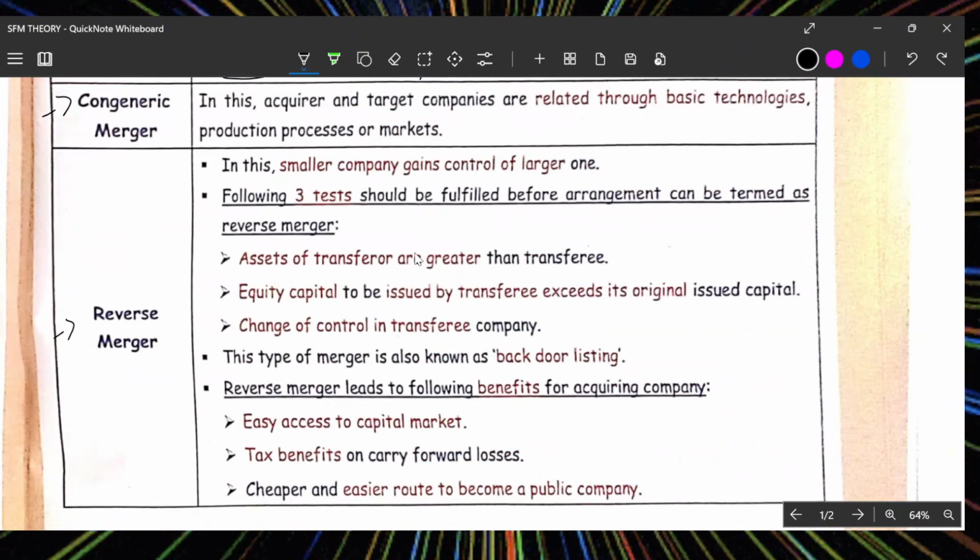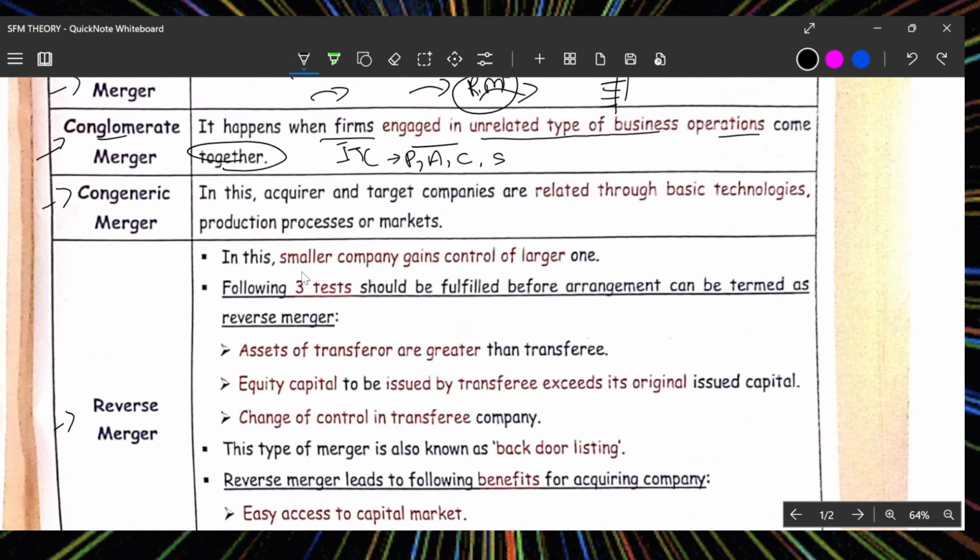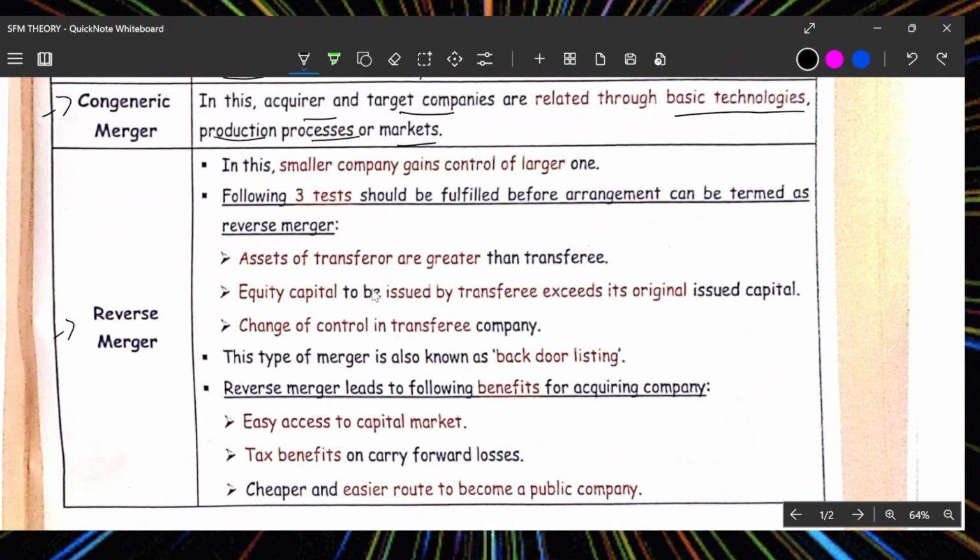This is a conglomerate relationship. Congeneric: the acquirer and target companies are related through basic technology, production process or markets. We've been speaking about many cases, but in this case, it's totally different. They are related, but how are they related? Basic technology, basic production, basic process they are related. Other than that, there's no relation between them.